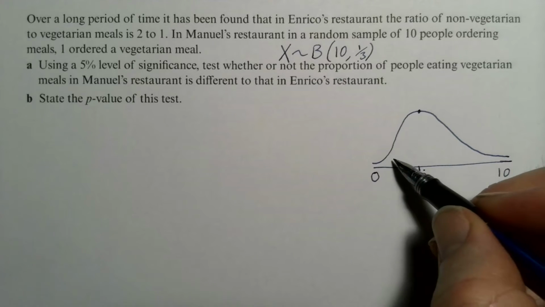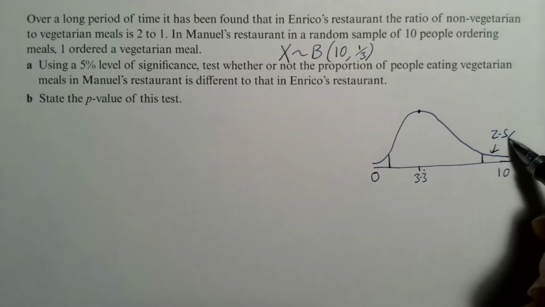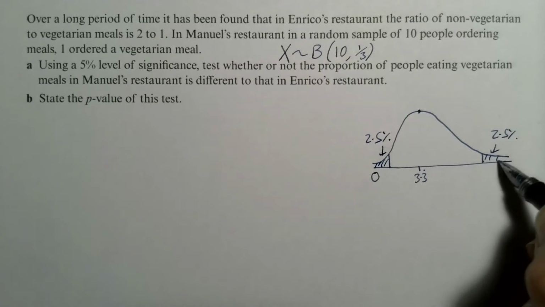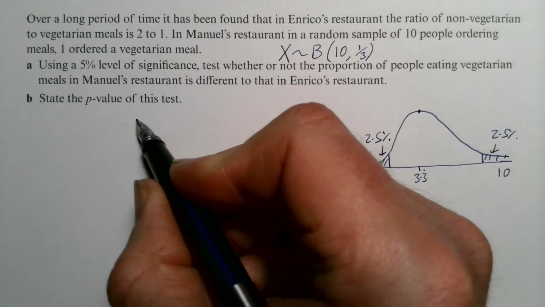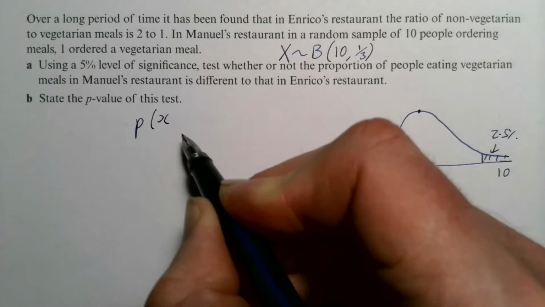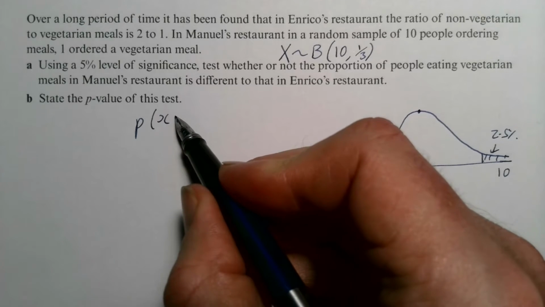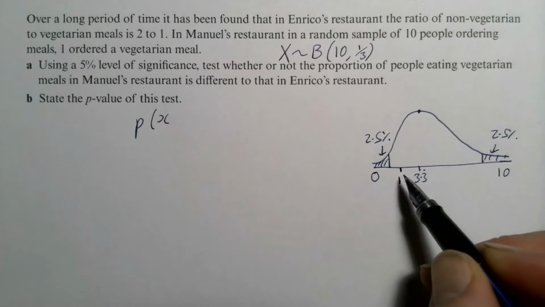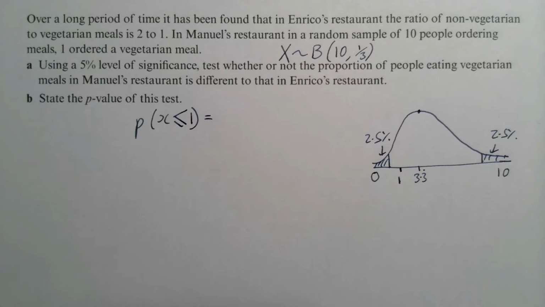And we're looking for a 5% level of significance, so that means 5 divided by 2 is 2.5% could be more, 2.5% being less. And all I need to do now is pop into the calculator and do the probability of x being, well, as they're saying that one person ordered a meal and 1 is less than the expected mean, it's going to be less than or equal to 1, and then we just need to pop that into the calculator.